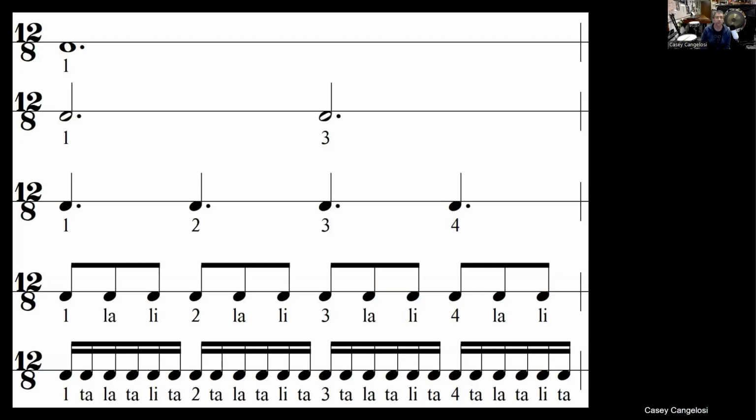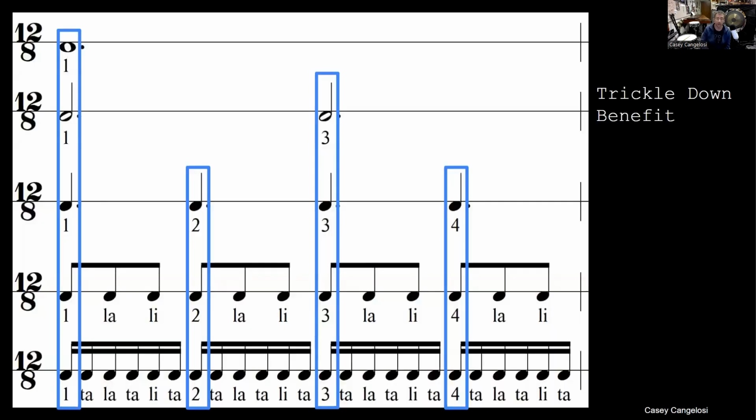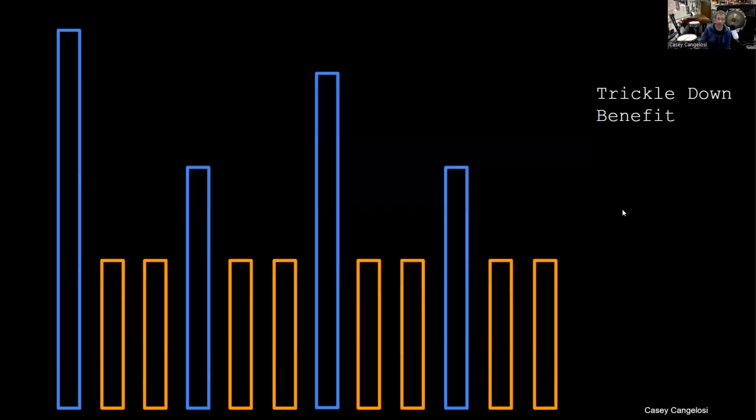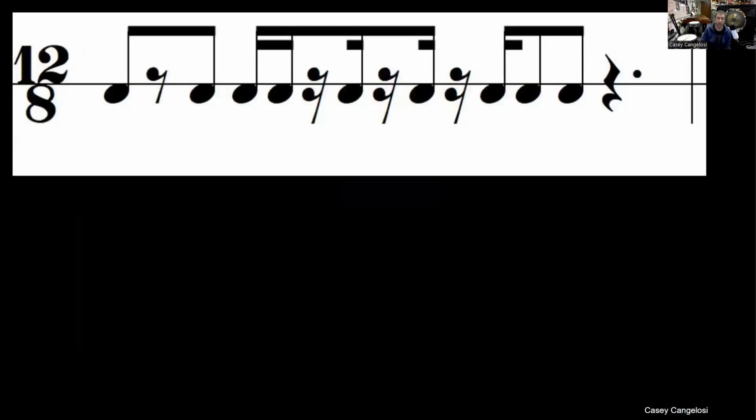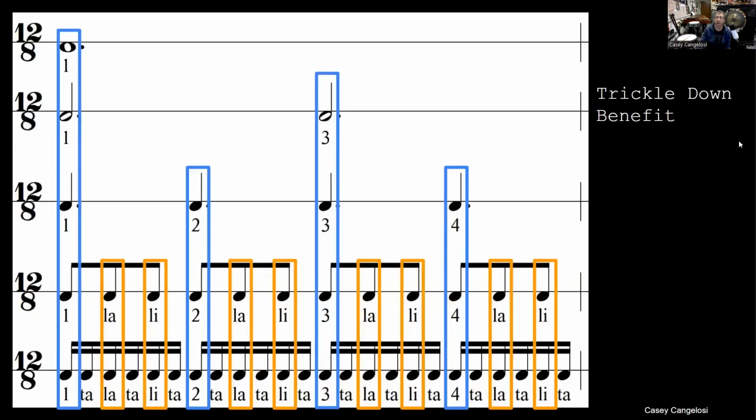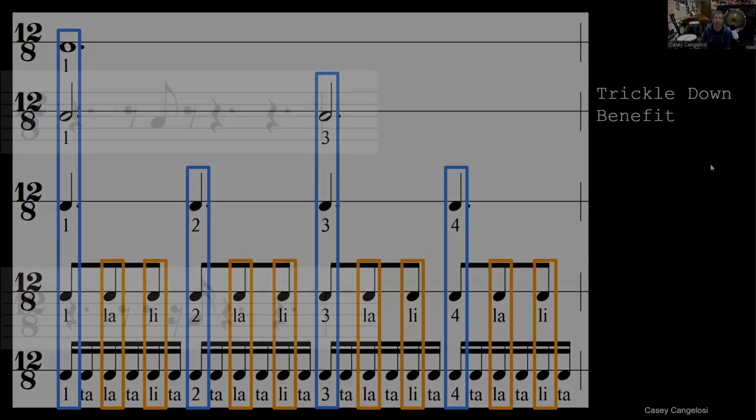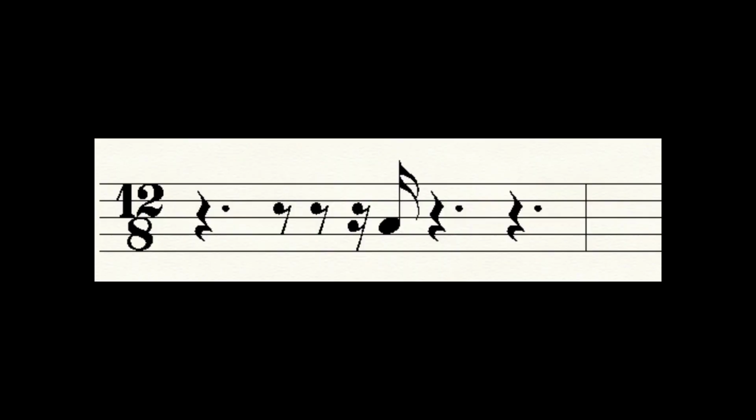In these meters, the syllable system trickles down like this. You still have the main beats. You have the inner 8th notes, lolly, and then you have the 16th notes, ta. And you get the same trickle down benefit. And again, you can communicate with each other. Hey Casey, you're playing that on the la of 2. It's on the li ta of 2. And if I know how to count that, I know exactly where that is. 1 ta la ta lita, 2 ta la ta lita. I can be really precise as to where that is.